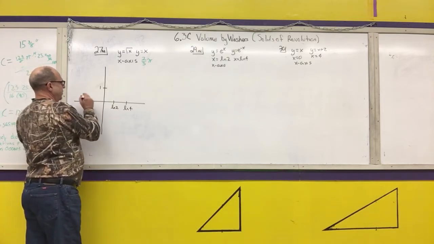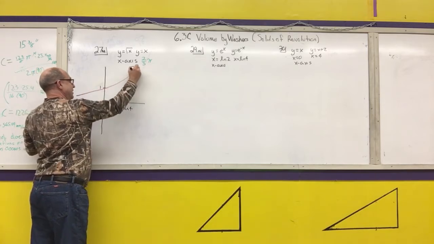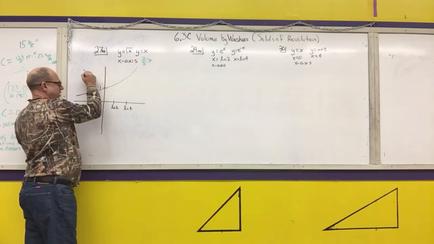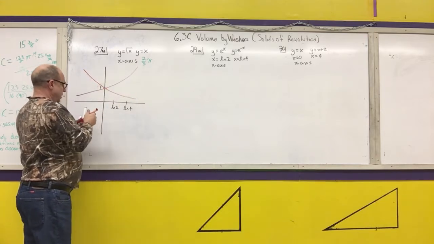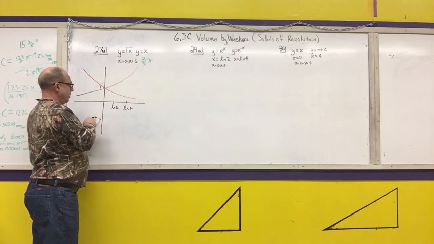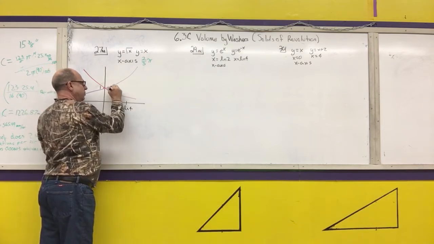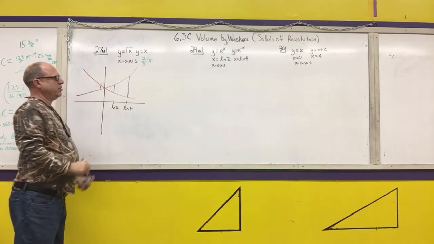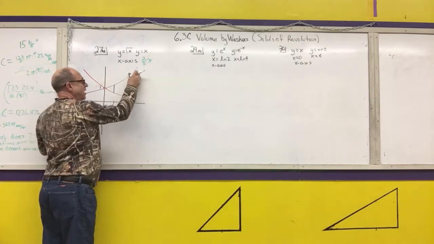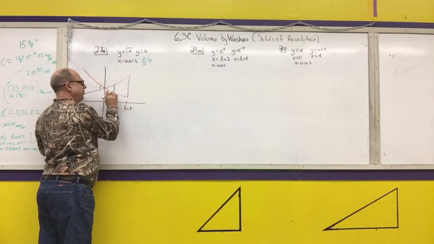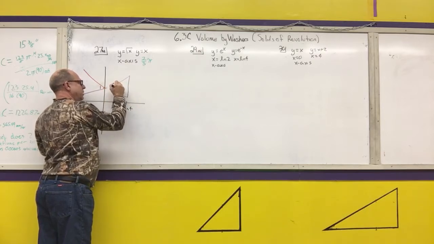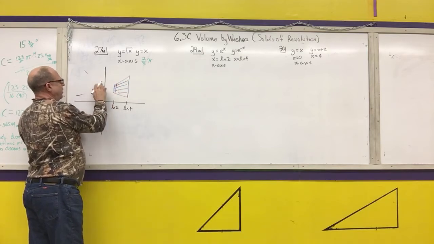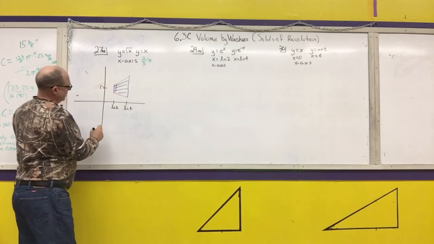My e to the x graph is going to look like this. My e to the negative x graph is going to look like this. And I want it bounded by the natural log of 2 and the natural log of 4. So what I do is I draw my curves, I erase the parts that are not in my region, and then I am going to revolve that figure around the x-axis.